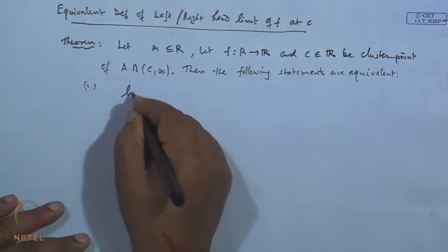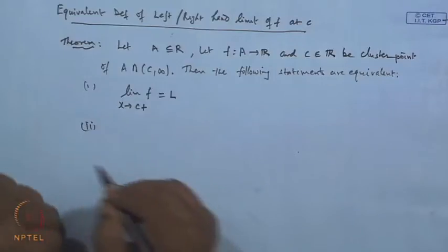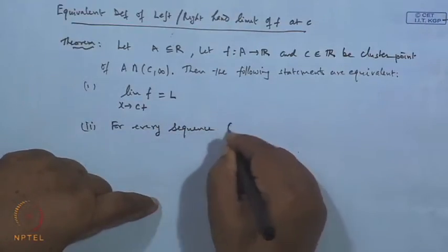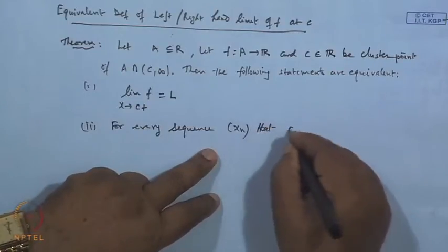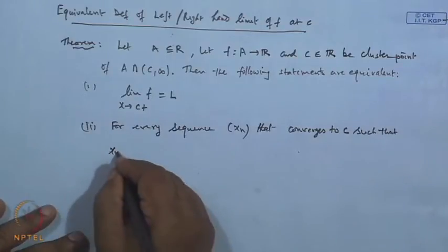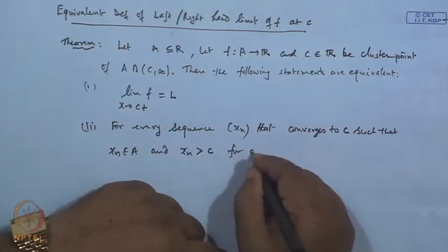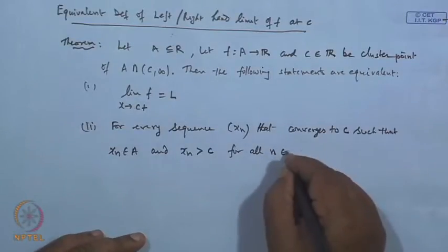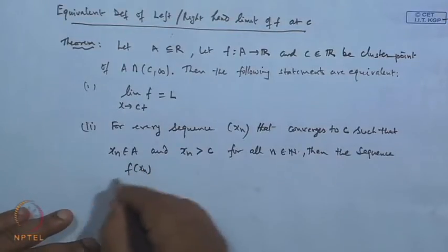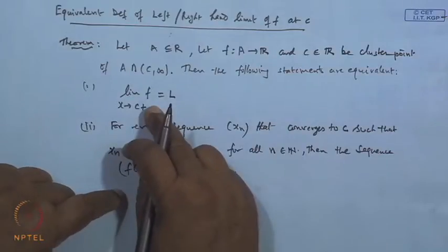The first statement says the limit of the function f when x tends to c plus, that is the right hand limit of f, is, suppose, L. Then it is equivalent to the second statement: for every sequence x_n that converges to c such that x_n is in A and always x_n is greater than c, strictly, meaning always toward the right hand side of c, for all n belonging to the natural numbers, the sequence of its functional values, that is f of x_n, will converge to L. If this happens, then we say the right hand limit of the function f is L.